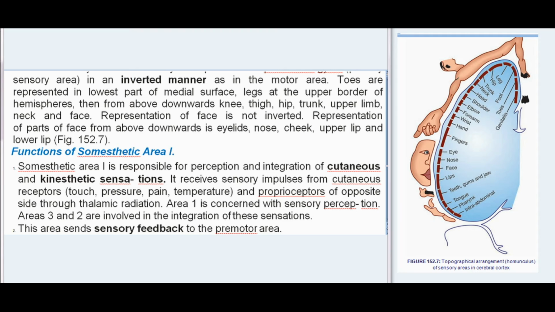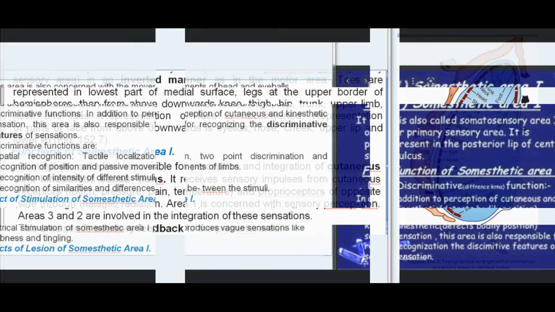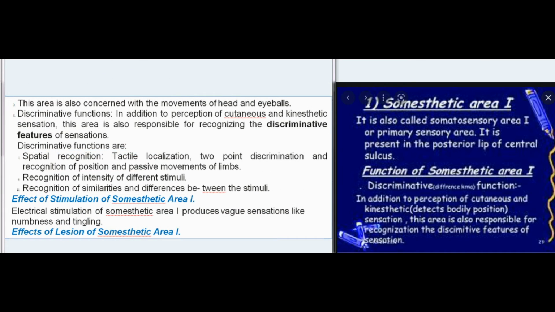Functions of somesthetic area I. Somesthetic area I is responsible for perception and integration of cutaneous and kinesthetic sensations. It receives sensory impulses from cutaneous receptors, touch, pressure, pain, temperature, and proprioceptors of opposite side through thalamic radiation. Area 1 is concerned with sensory perception. Areas 3 and 2 are involved in the integration of these sensations. This area sends sensory feedback to the premotor area. This area is also concerned with the movements of head and eyeballs.